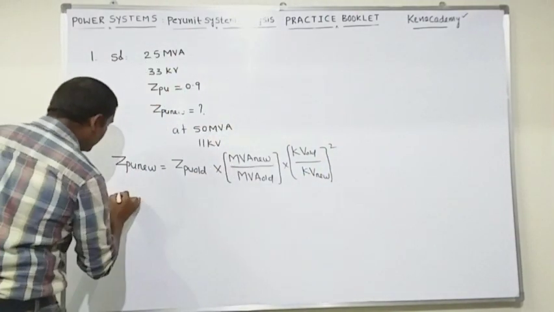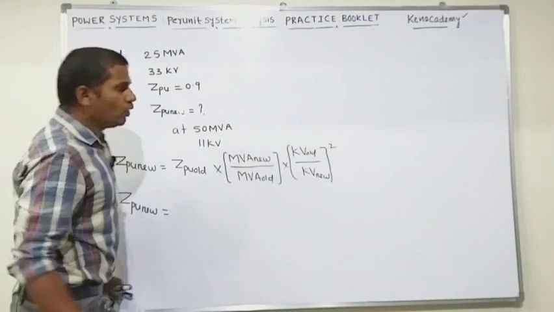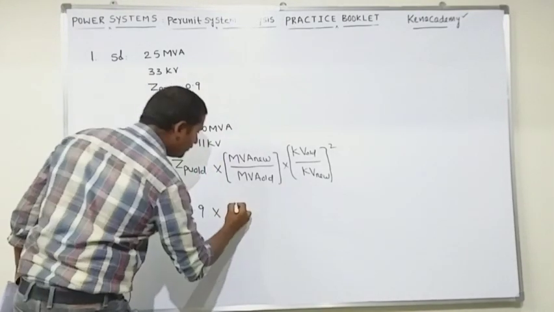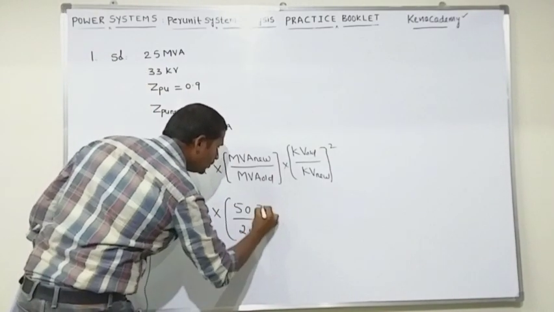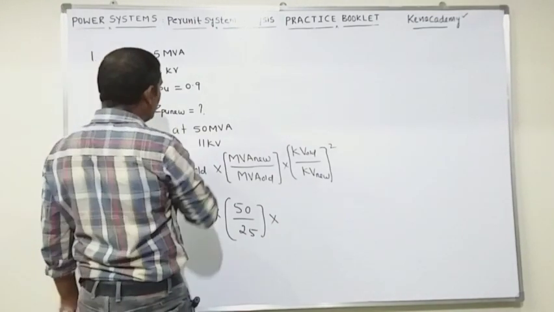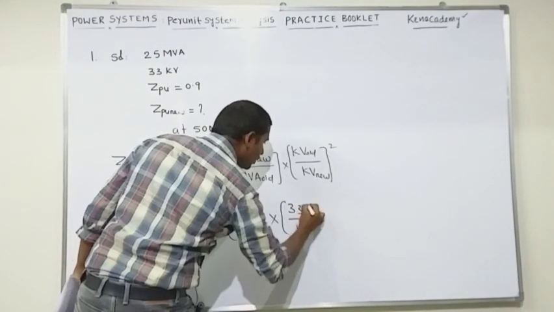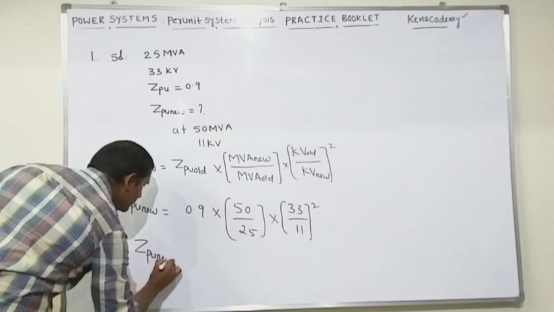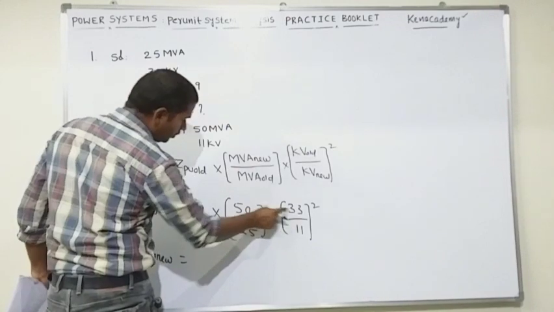Then what is the Z per unit new equal to? What is the Z per unit old? Z per unit old is 0.9 into MVA new is 50, MVA old is 25 into S kV old by kV new. What is the kV old? kV old is 33 kV. What is the kV new? 11 whole square. Students, tell the answer. What is this value? Z per unit new equal to, this is 2, this becomes 4, 8.